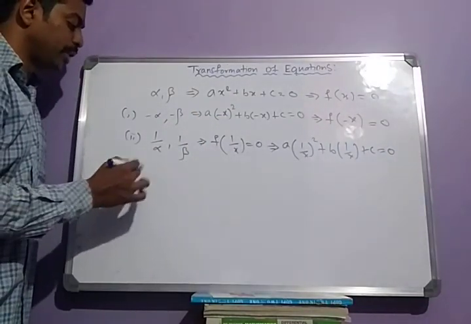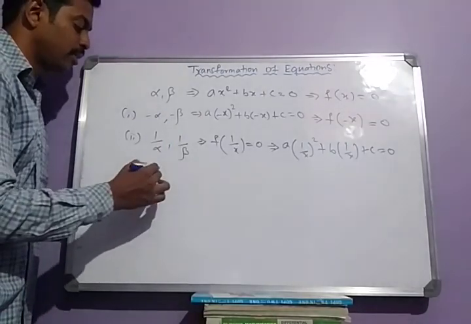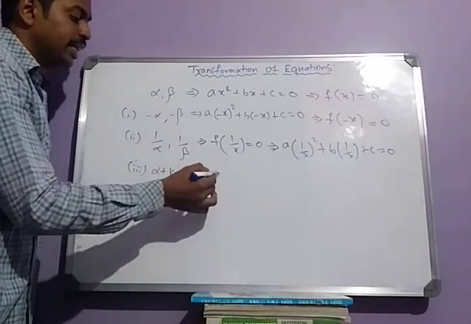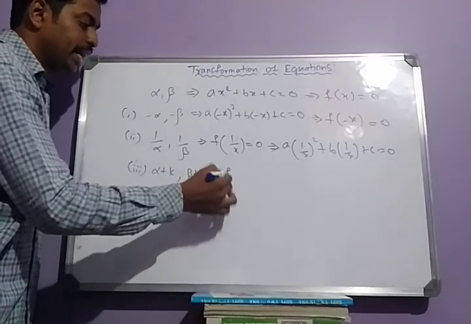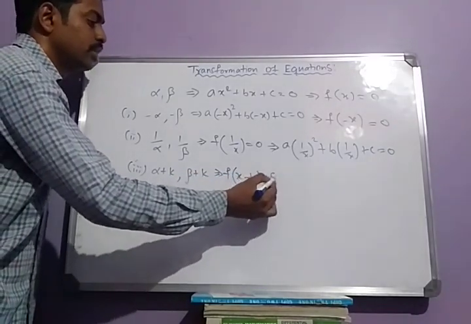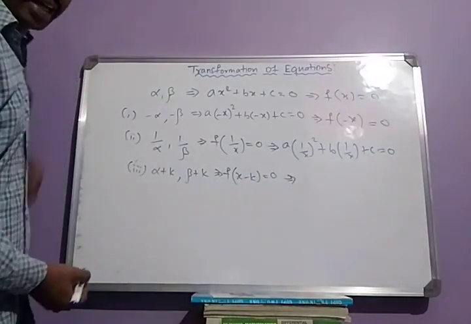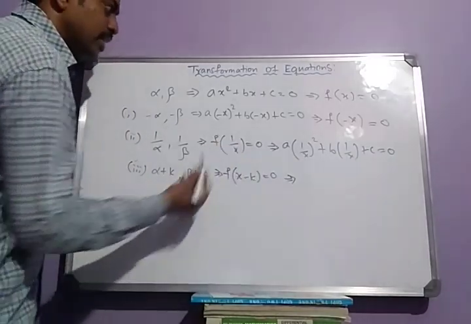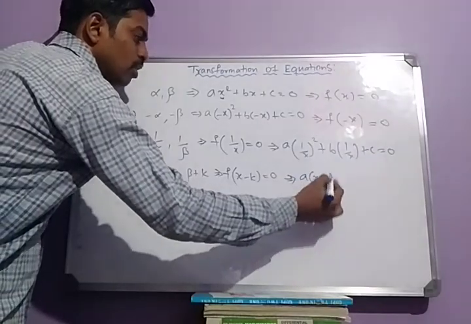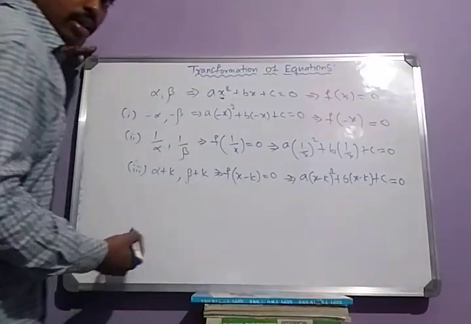Similarly, the third possibility. What if both the roots alpha and beta are added by a constant k? That means alpha becomes alpha plus k, beta becomes beta plus k. In that case, dear students, you might think that x becomes x plus k, but actually x becomes x minus k is equal to 0. I'll tell you why. So, what is the meaning of f of x minus k is equal to 0? It means that in place of x you are supposed to take x minus k. That means a into x minus k whole square plus b into x minus k plus c equal to 0.